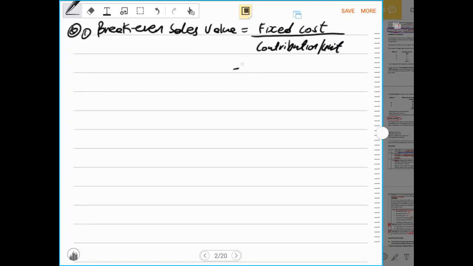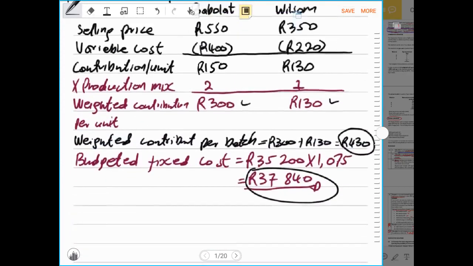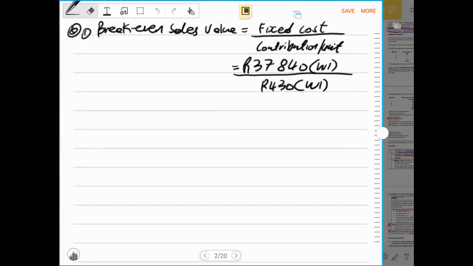And my fixed cost is given as 37,840. That will be working 1. Divide this by 430, which I have done in working 1. If you want, you can split that where there is product mix being working 1 and this being working 2. I think that will be the good way. So let me just use that as working number 2, not working number 1.